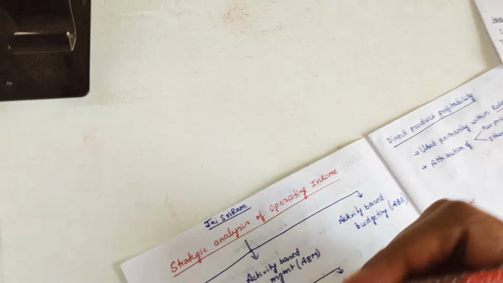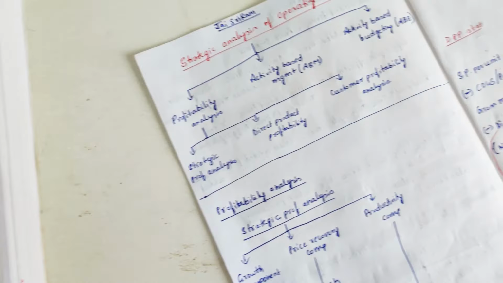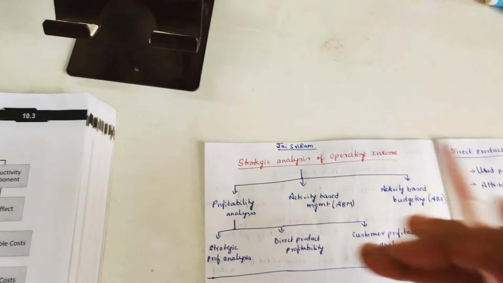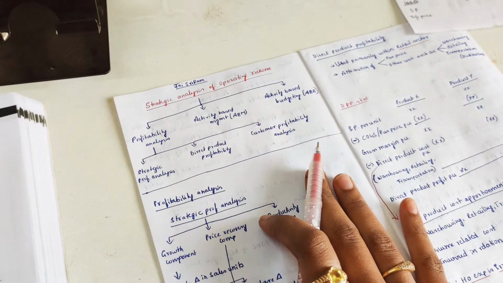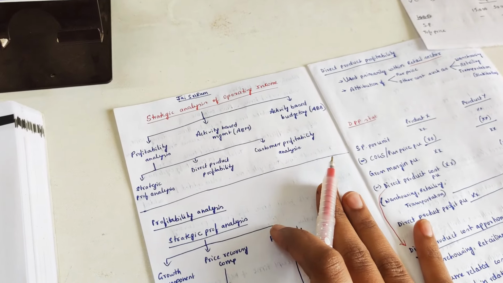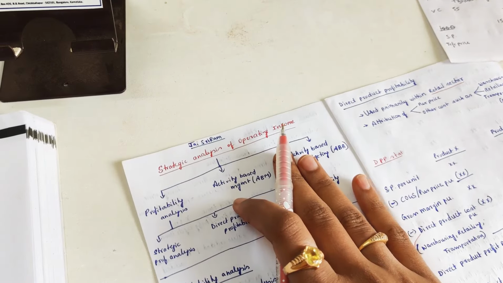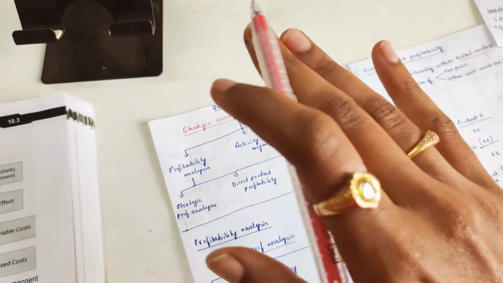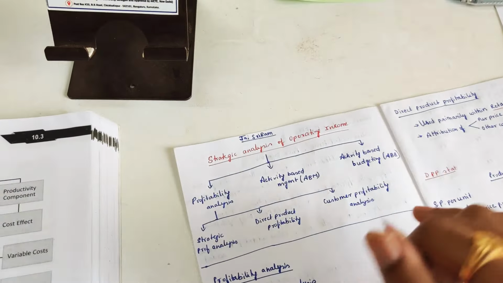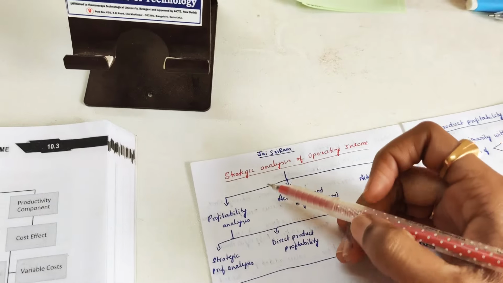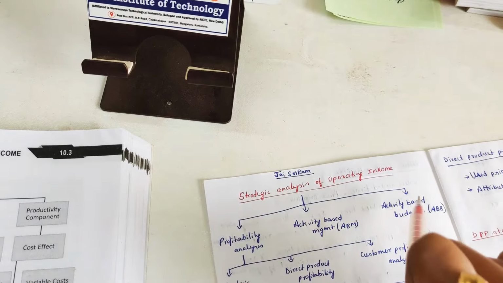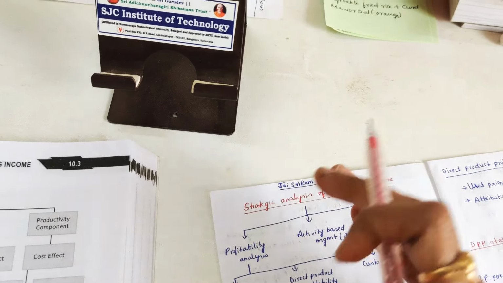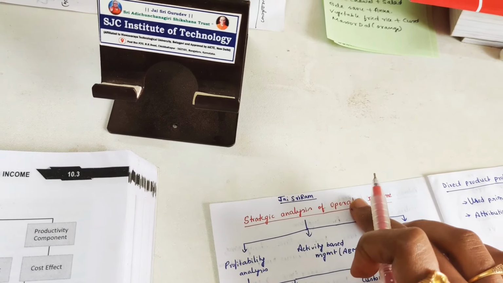Let's try. So first thing first, what is it? It is divided into three main categories. This revision I have taken from Atul sir, so if you want to refer to his video, you can definitely refer. This is just a quick bite of whatever was covered in the video. Strategic analysis of operating income has been divided into three main categories.